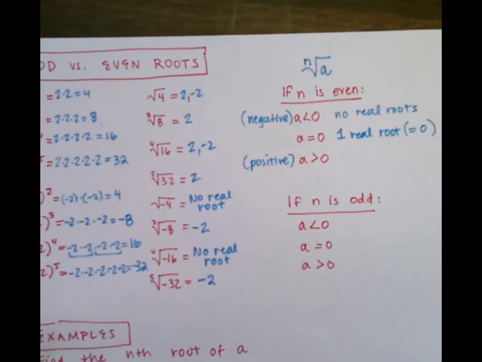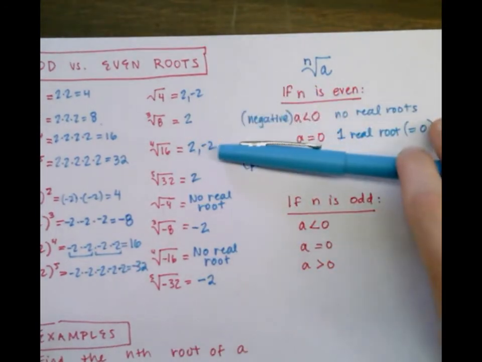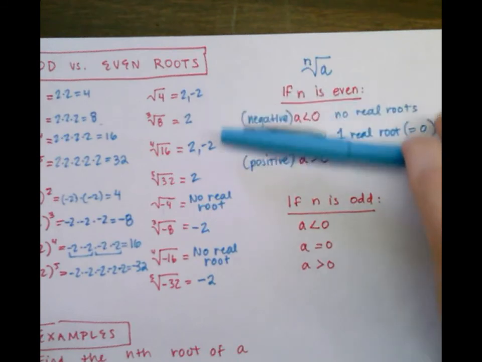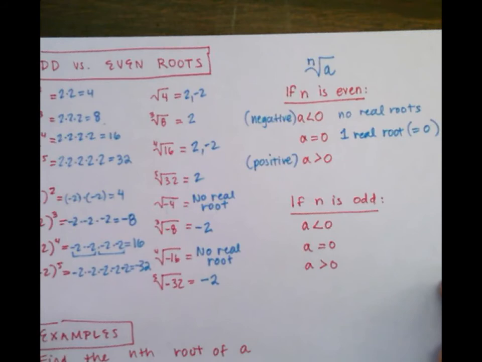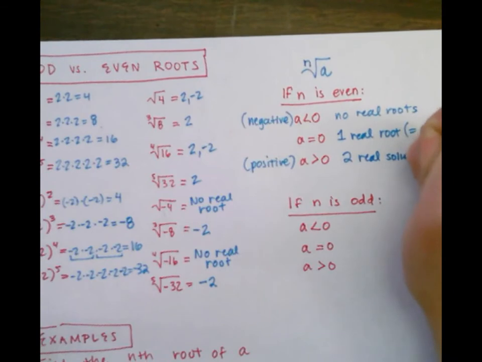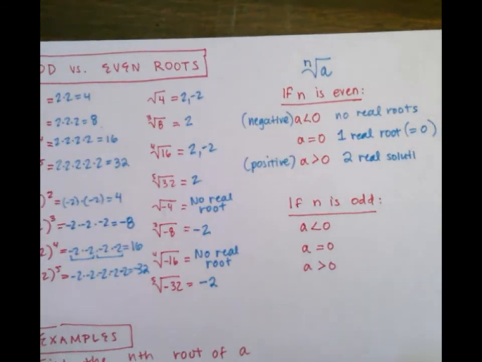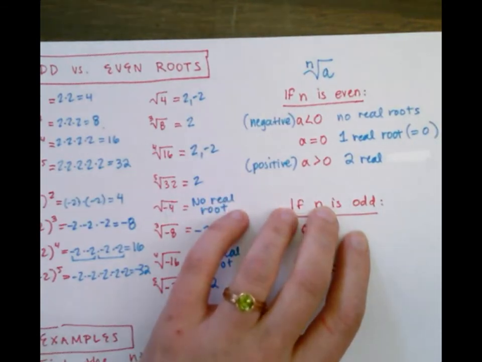So if a is positive and n is even, we have the square root of 4, the 4th root of 16, we get the positive and the negative solutions, right? So for even roots, that's what we're going to get. Sometimes we're going to have 2 real solutions because both the positive and the negative will work. So I was going to write solutions. I'm going to change that to say roots, so I'm consistent.